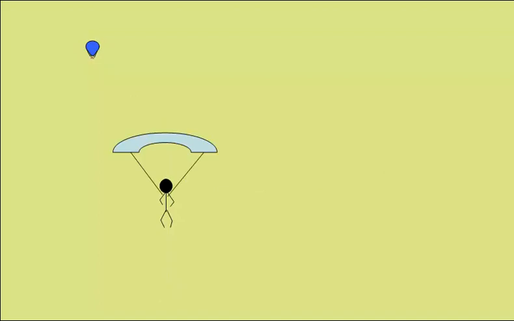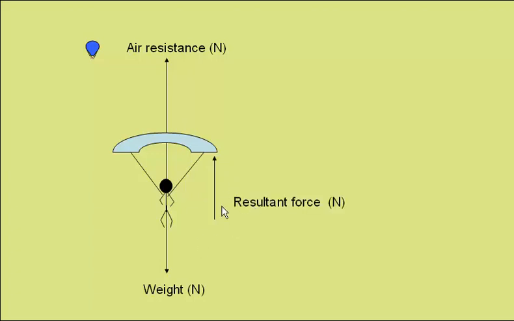This is at the instant that the parachutist has opened his chute. This will not affect his weight, but the large area of the parachute will give a very large air resistance. This is now larger than his weight, leading to an upwards resultant force. This will not cause him to go upwards, but it will cause him to decelerate rapidly.